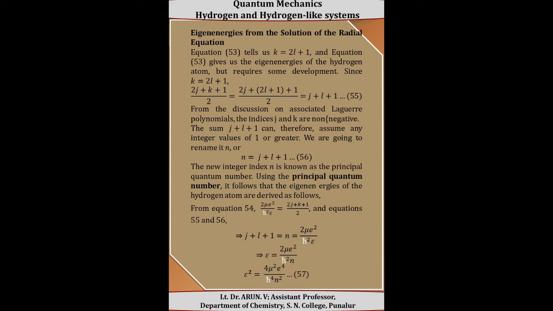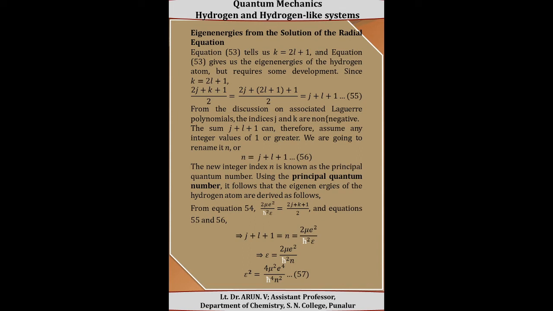Then next we have to find the eigenenergy values of the radial part of the Schrodinger equation of hydrogen or hydrogen-like systems. Equation 53 tells us that k is equal to 2l + 1, and it gives the energy eigenvalues of the hydrogen atom, but it requires some development. Since k is equal to 2l + 1, substituting, 2j + (k+1)/2 is equal to j + l + 1.